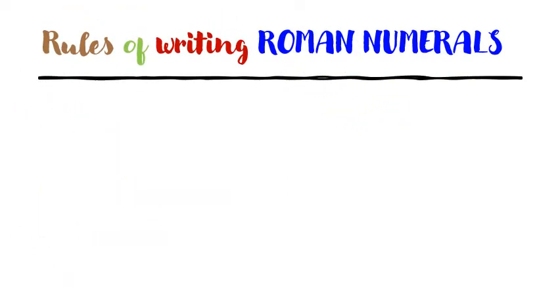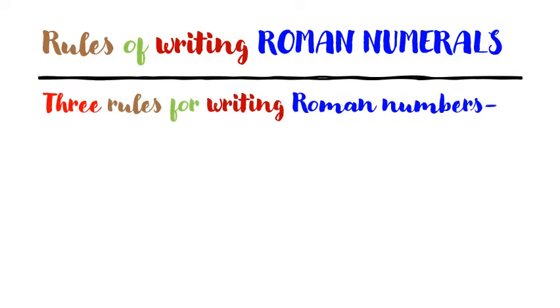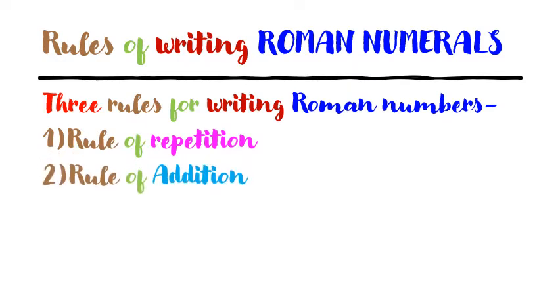Rules of writing Roman numerals. 3 rules for writing Roman numbers are rule of repetition, rule of addition, and rule of subtraction. Children, you know that we have Indian place value system to write numbers. The digits are written below the places and the number is formed. But Romans do not have any such system. So they use these 3 rules to form the numbers. Now let's see how these rules are used.